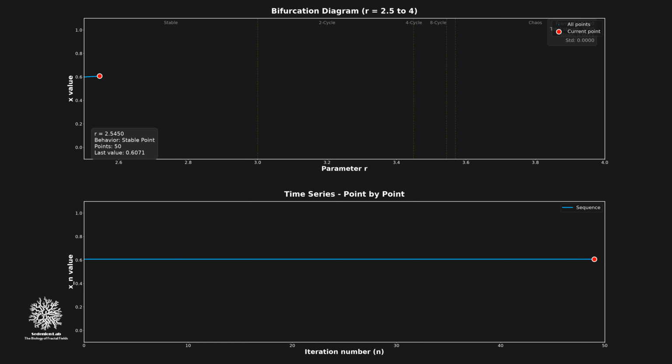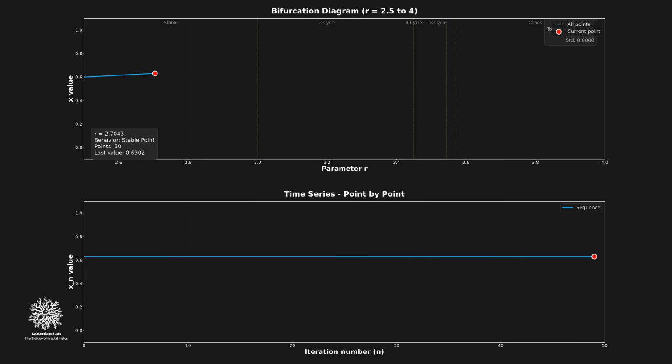Understanding the time series. Let's examine the time series graph more carefully. The lower panel shows the sequence x1, x2, and so on, for the current value of r. When r is small, the sequence quickly converges to a constant value. You can see it flatlining after a few iterations.